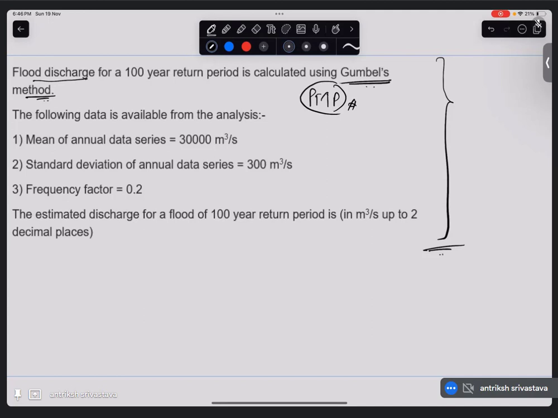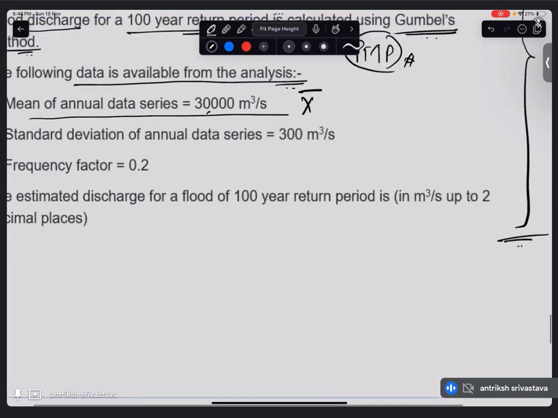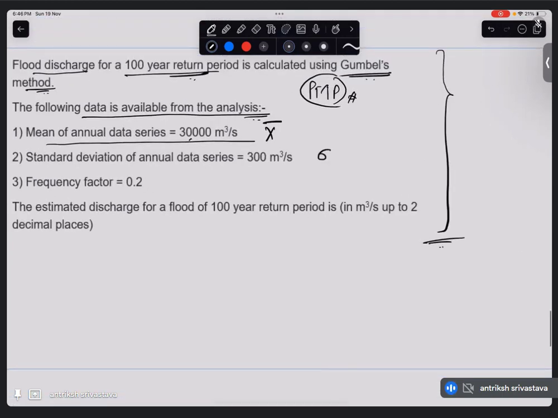Flood discharge for a 100-year return period is calculated using Gumbel's method. The following data is available from the analysis. Mean of annual data series, X bar, is 30,000. Standard deviation of annual data series, sigma, is 300 meter cube per second. Frequency factor, K, is 0.2. Now we have to estimate the discharge for a flood of 100-year return period, up to 2 decimal places, in the units meter cube per second.